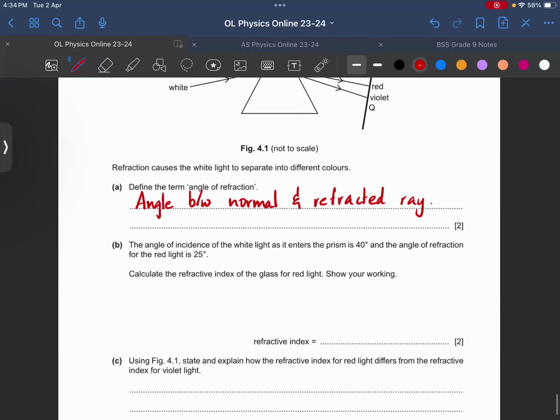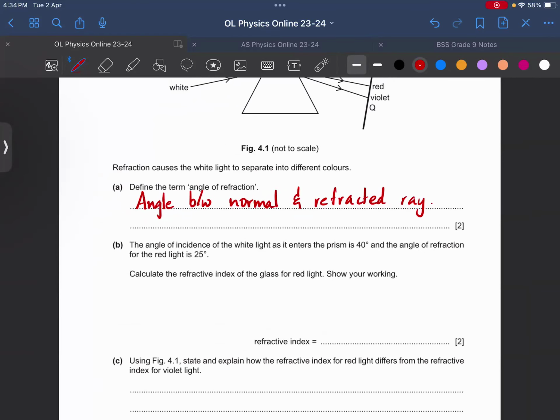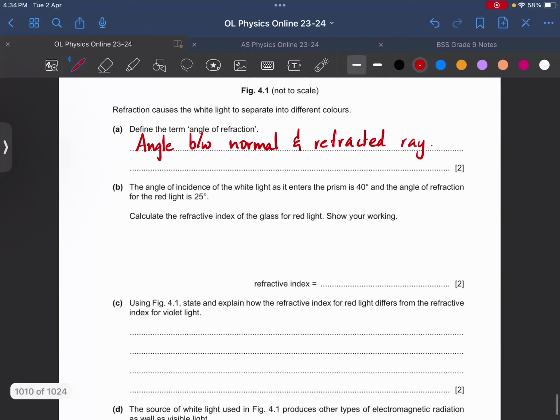Angle of incidence of the white light as it enters the prism is 40 degrees. Angle of refraction is this much. Calculate refractive index of glass for red light. Show your work. So we know n equals sin i over sin r. But later when we were doing light I told you another form of this, which is what you must use, which is sine of angle in air over sine of angle in medium.